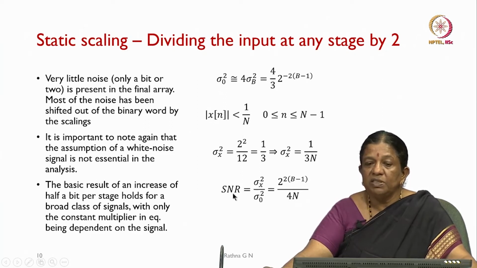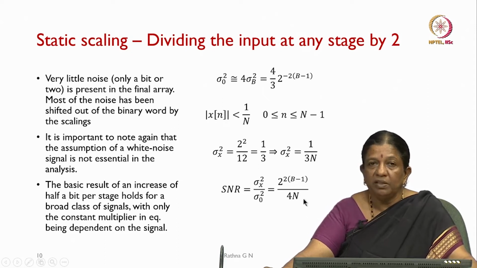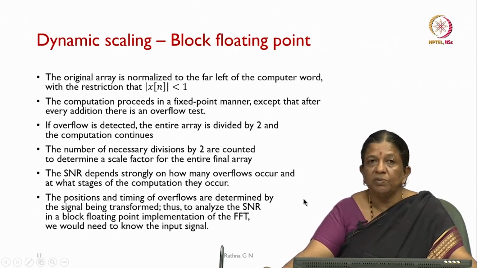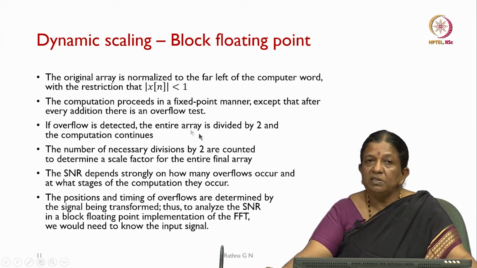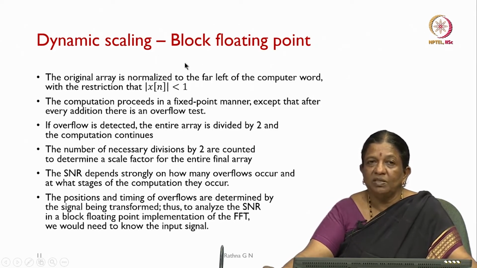So, what happens to our signal to noise ratio, the final sigma x squared by sigma naught squared? You will see that it is 2 to the power of 2 into b minus 1 divided by 4 n in this case after substitution. The other one is what we call dynamic scaling, that is, we use block floating point. So, what is its definition?